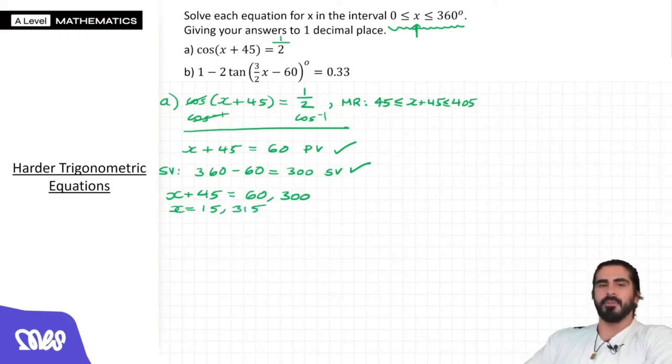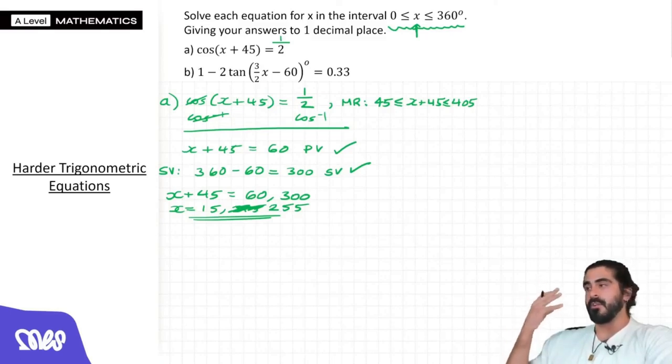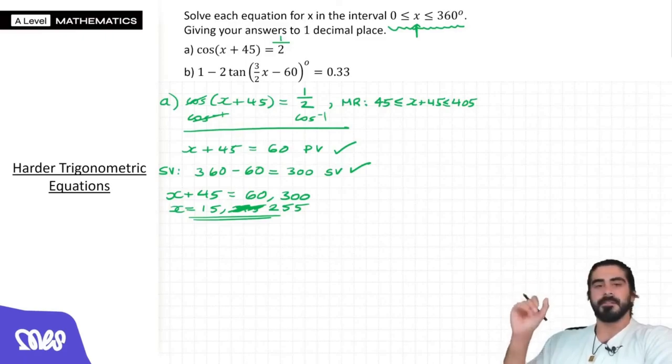No, wait, what am I talking about? 300 minus 45 is 255. 315, that's terrible. This is why you should always use a calculator. I've got my calculator with me, by the way. Okay, so that's how we do part A. Remember, like I said, you don't need to do the class diagram. You don't need to do any graphs. You just do primary value, secondary value, and then you think, or with your calculator, am I adding or minusing 360? That is all you're doing.